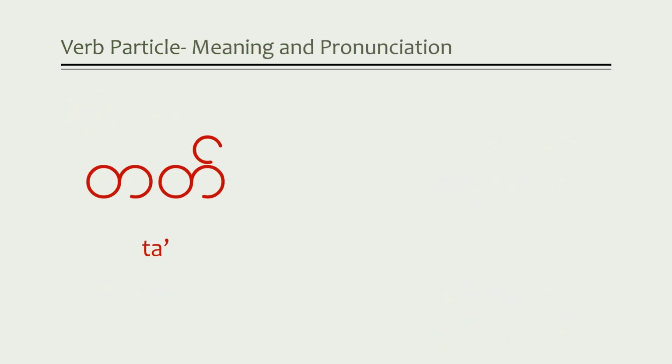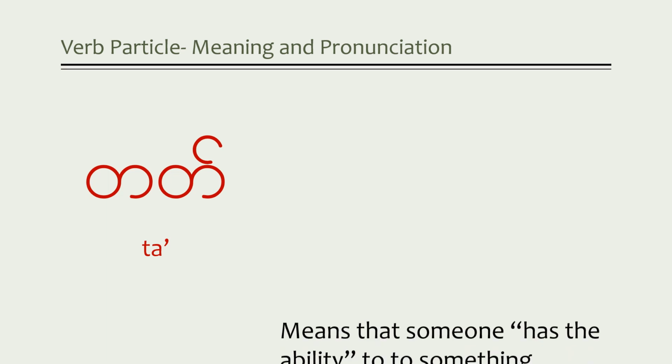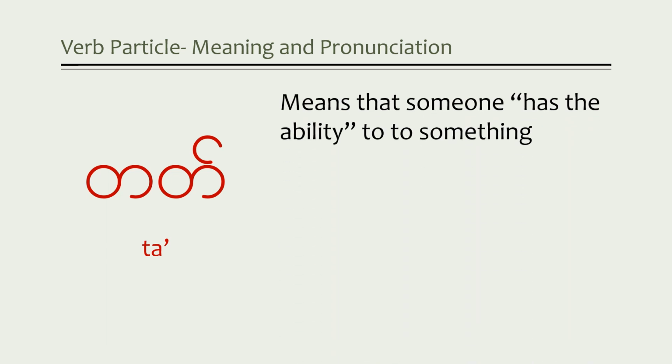This is our second particle. It can also be used for can, but its meaning is a bit different. It implies not a willingness to do something, but an ability to do something. I find it easier to think of the English phrase to be able. So, can you drive a car? Can you bake a cake? Can you fix a computer? In other words, do you have the ability to do those things?